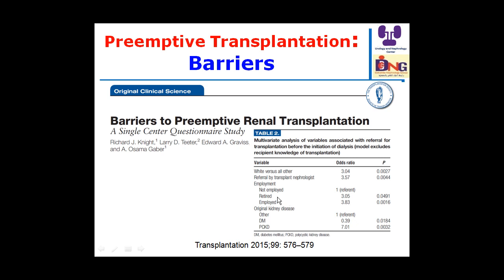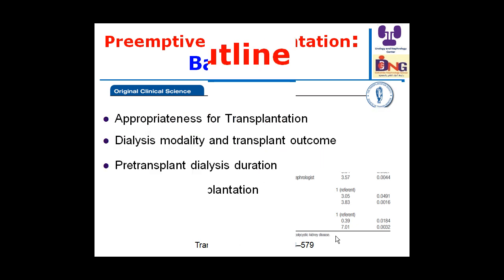If the patient is not employed, this is the reference, but if the patient is employed, the tendency for preemptive transplantation is higher. And for original kidney disease, in diabetics there is a tendency to do dialysis, so preemptive transplantation is less frequent in diabetics. But in polycystic kidney disease, the majority encourage preemptive transplantation. So it seems that there are barriers from race, from socioeconomic status, and from the original kidney disease.